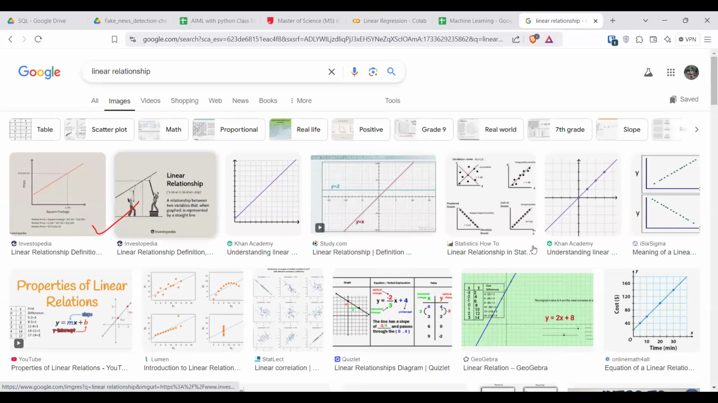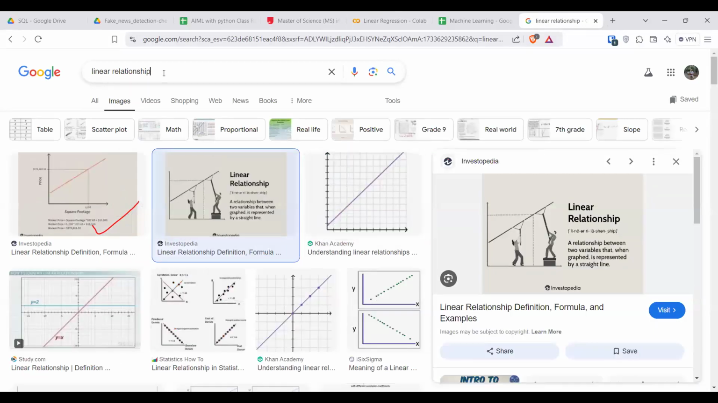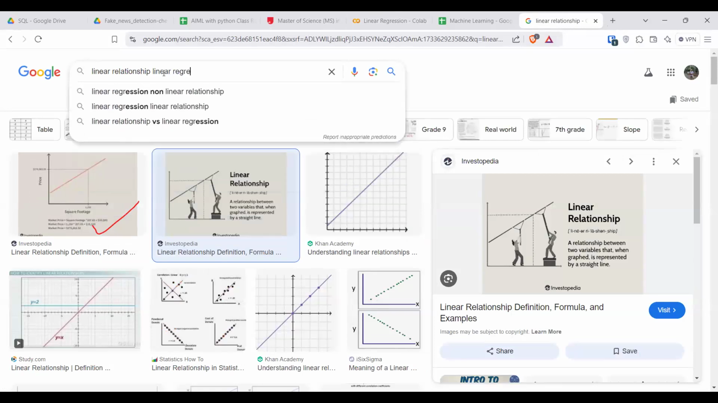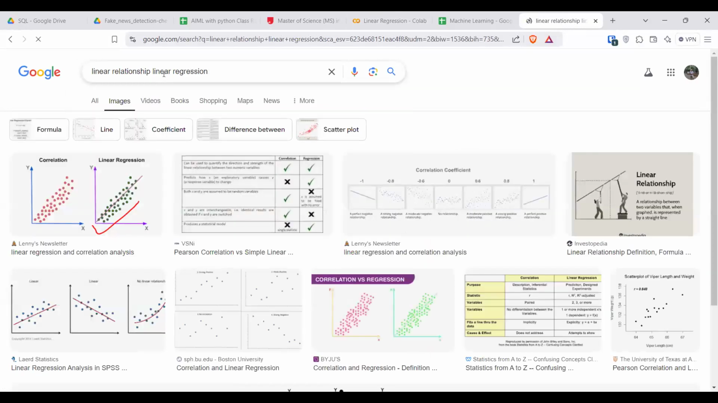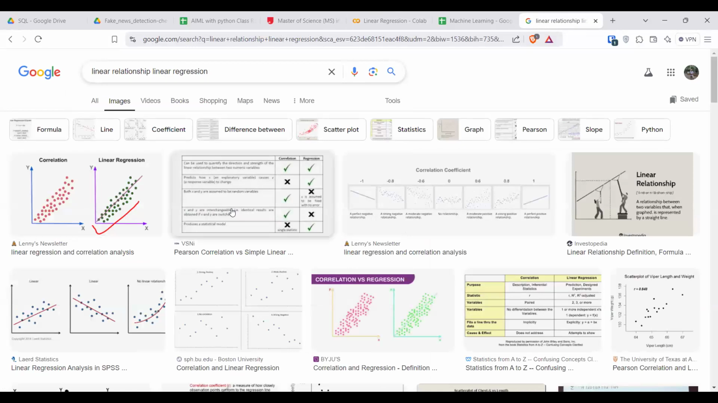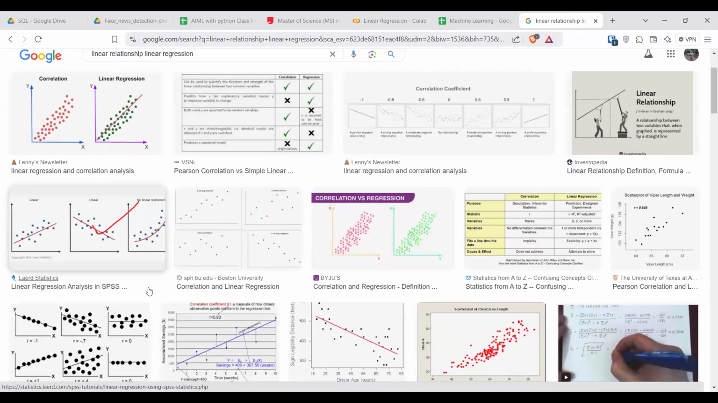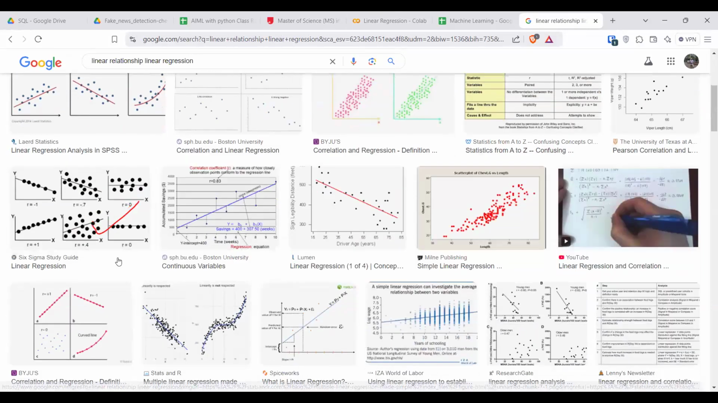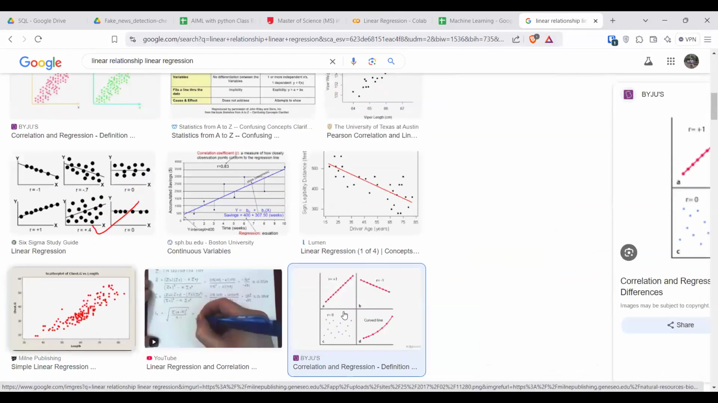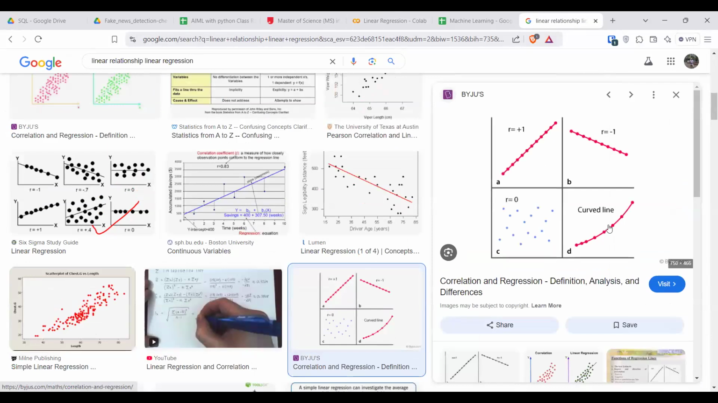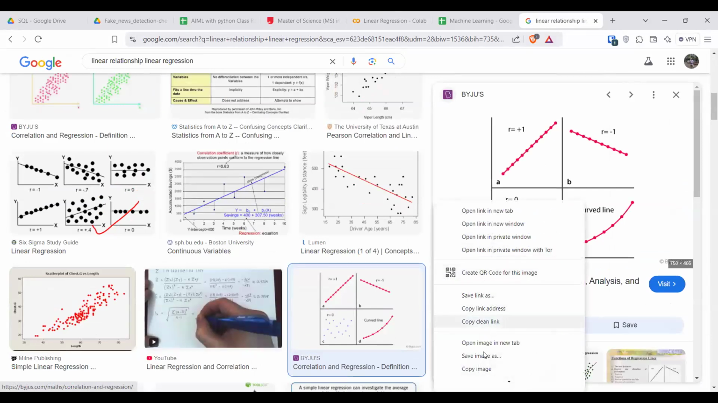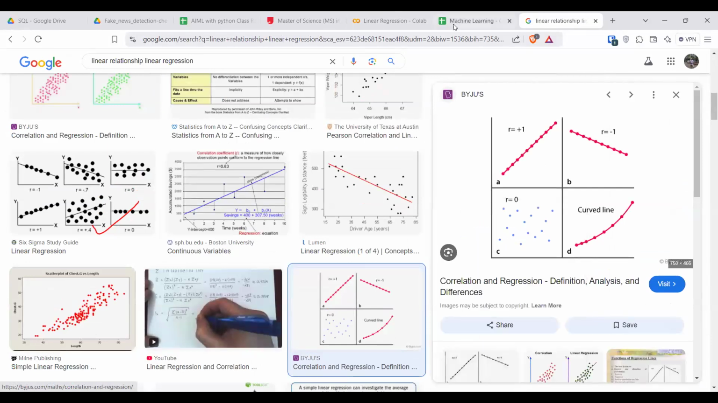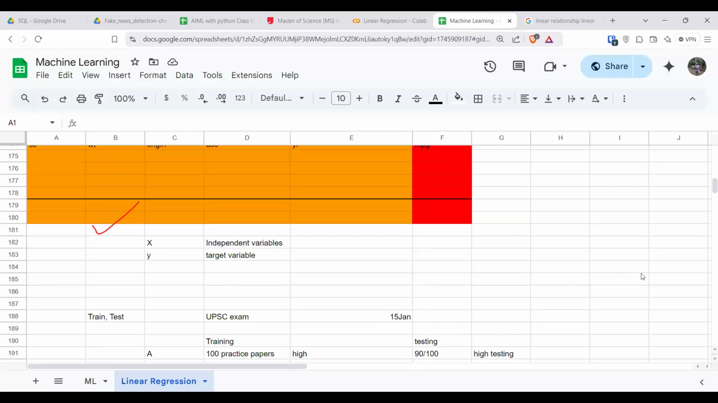So it can be represented by a straight line, right? In simple words, if you have to draw a diagram for this, it should be like this. It should not be in the form of a curve, right? This is known as a linear relationship. This is not a linear relationship. This is not a linear relationship. So we can copy this and paste it over here.